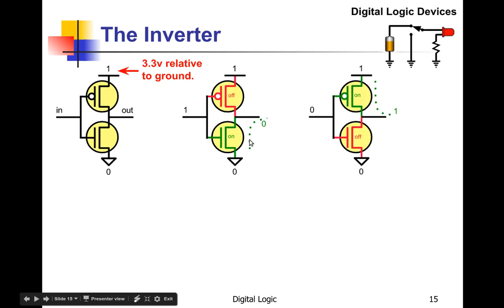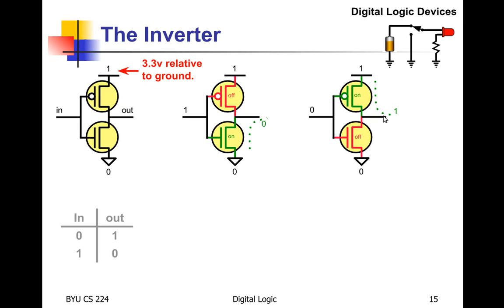If you put a low in, a 0 in, what it does is turn on the high device, because there's a high voltage across here, which makes the P channel here, and allows it to conduct, and current flows from there to the output, making it a 1. So notice if you put a 1 in, you got a 0 out. If you put a 0 in, you got a 1 out. So that's the inverter. That's the NOT gate.